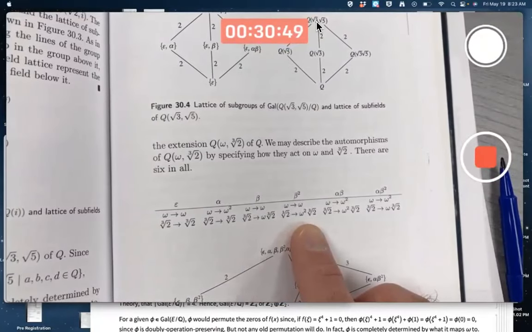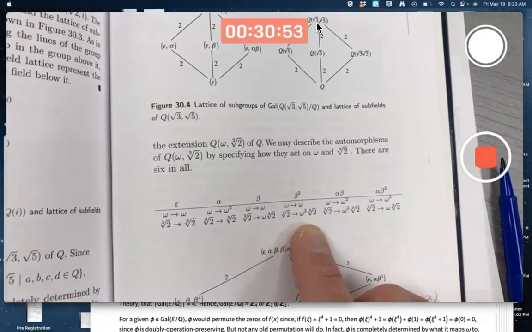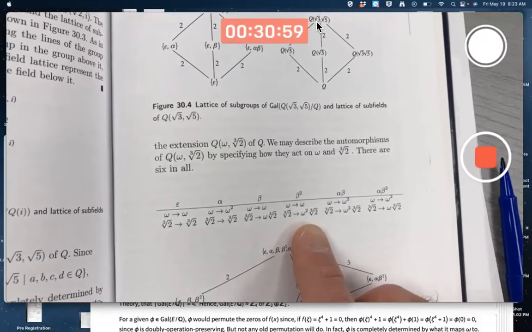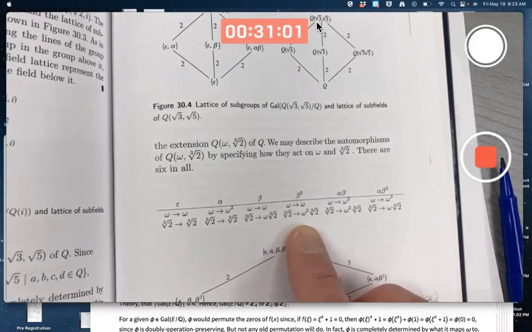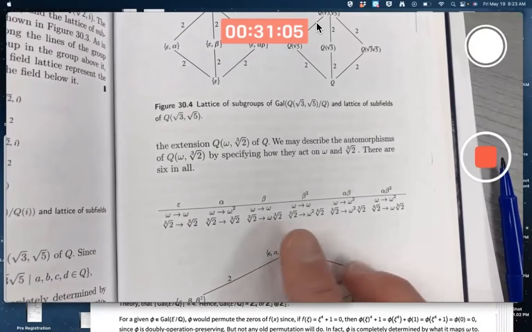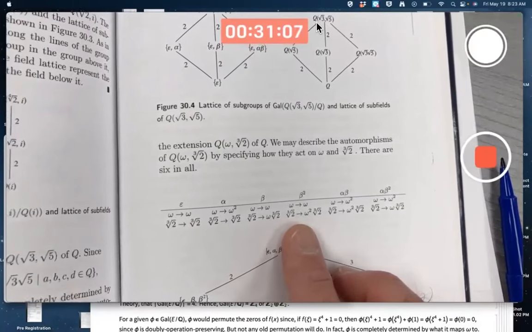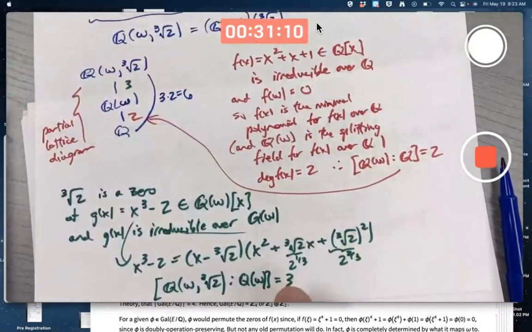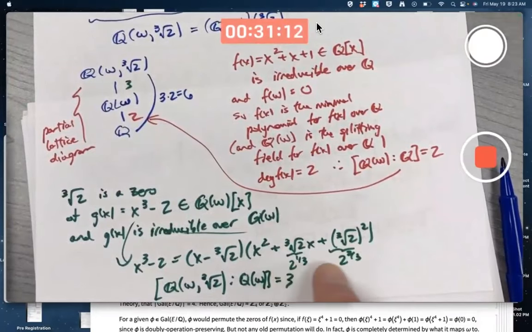Is that worth checking? I'll let you check that on your own if you want. If you want to double check those, omega cube root of 2 and omega squared cube root of 2 are both, I think, what you should get for the other roots of this from the quadratic formula.